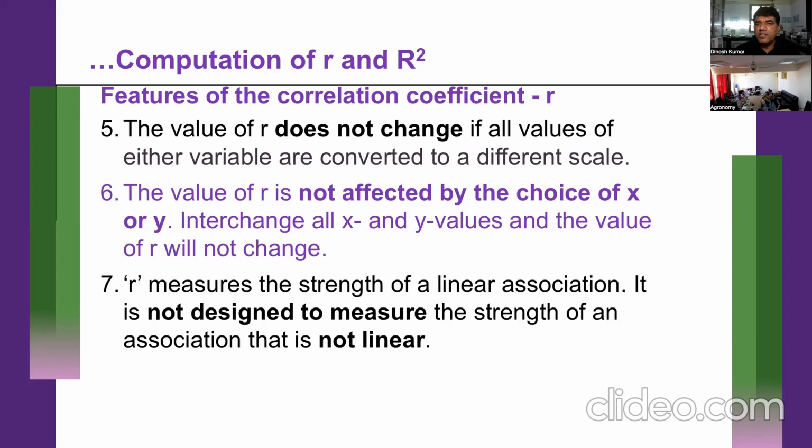If I convert quintals per hectare into kilograms per hectare, so it can be 1730 or something like that in kilograms, then the value of correlation coefficient will not change. If I change the fertilizer value into, say, tons per hectare, with the same numerical values, then it will not change the correlation coefficient. Another characteristic of correlation coefficient is that its value is not affected by the choice of X or Y. In place of X, you can write Y and vice versa.